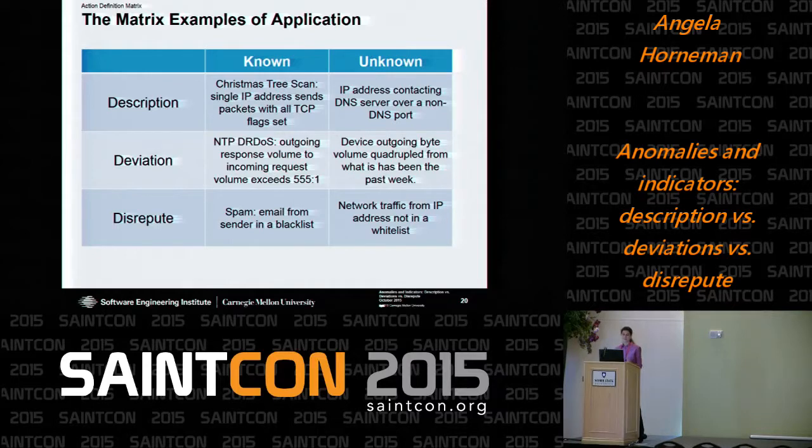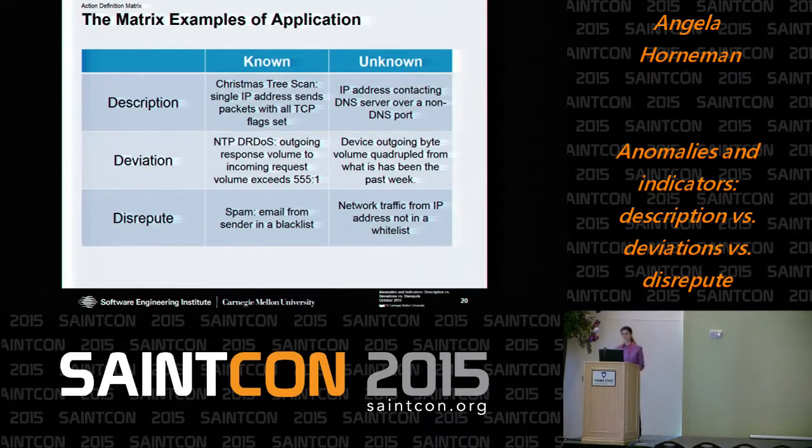I wanted to give a known description of one of the actions that make up an NTP distributed reflective denial of service attack. I could say something like outgoing response volume to incoming request volume exceeds 555:1. That's a ratio that you get off the US-CERT website.